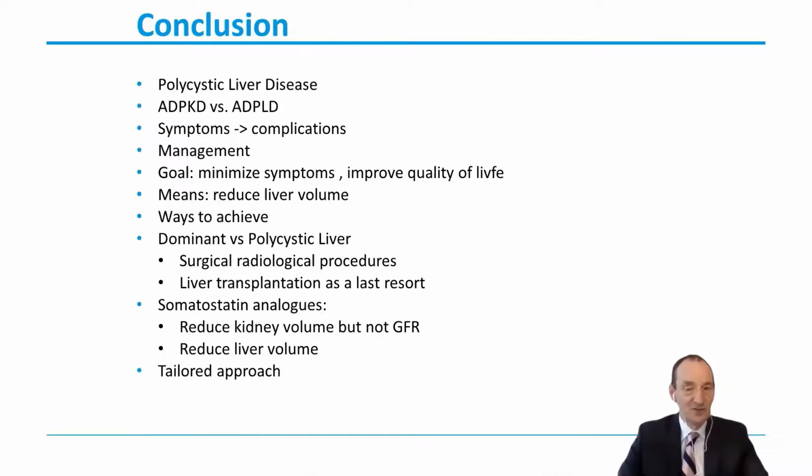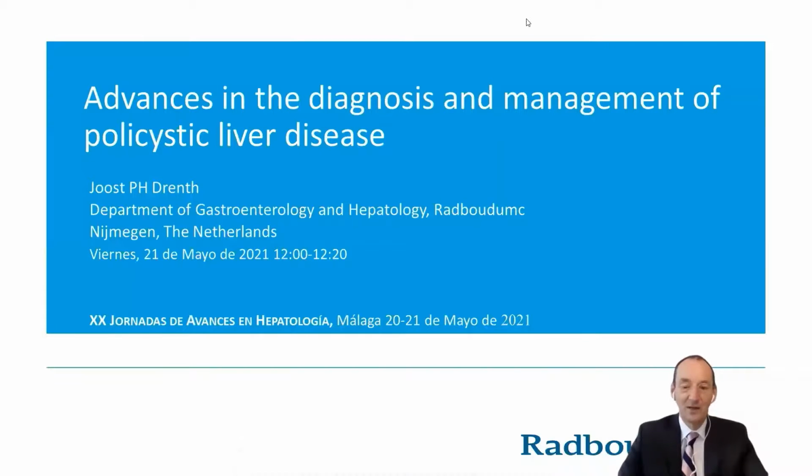We do so by reduction of liver volume, with surgical or radiological procedures, and liver transplantation as a last resort, and patients can receive somatostatin analogs, which will not improve the renal phenotype in patients with ADPKD, but it will reduce liver volume with an associated improvement of quality of life and lower symptoms. So in the end, I think you should offer these patients a tailored approach. With that, I would like to end my presentation and thank you for your attention.